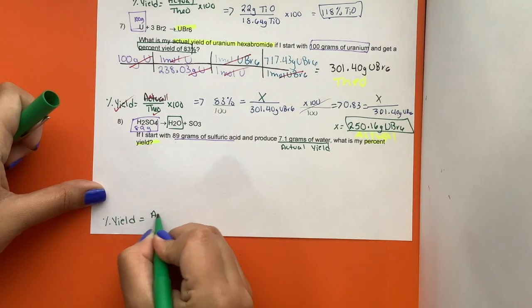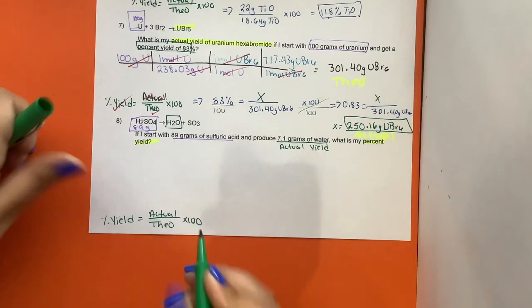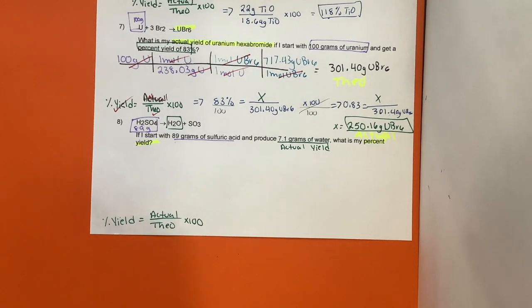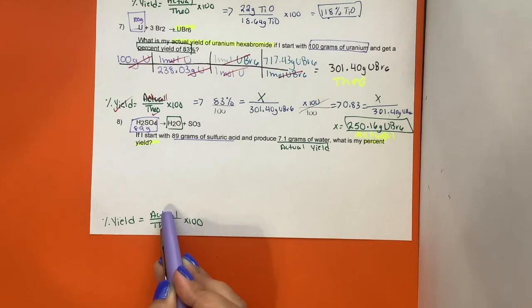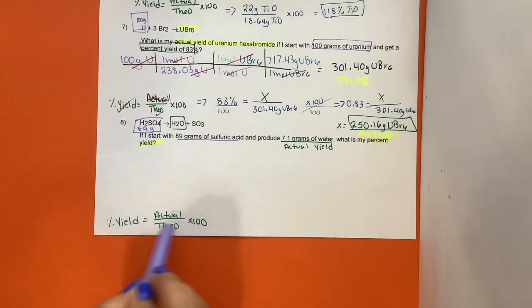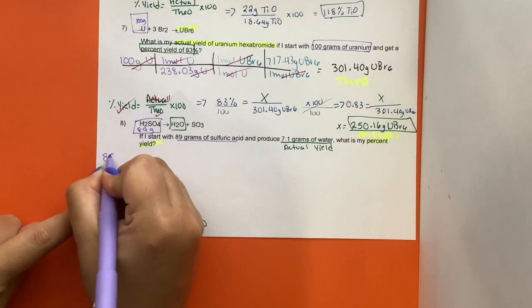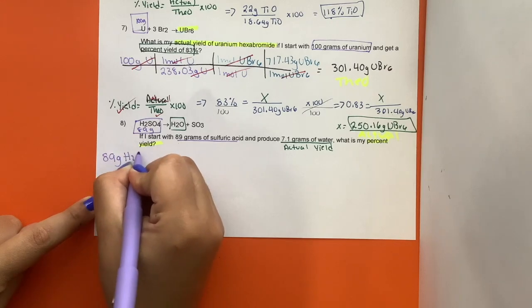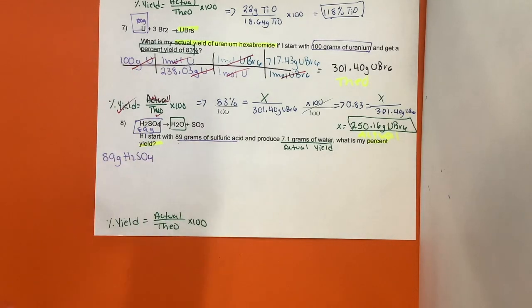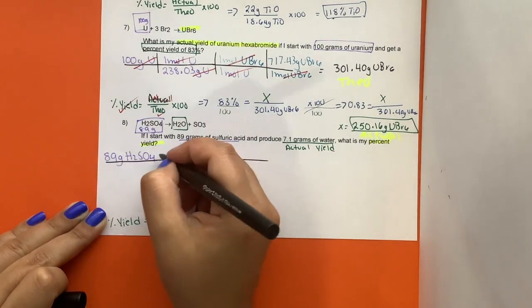Again, percent yield is actual over theoretical times 100. Okay, the first thing I'm going to do is find the theoretical yield, because they gave me the actual, I have the 100, I need to figure out the theoretical to then plug everything in and find the percent yield. Theoretical, I find it using stoichiometry. So if I start with 89 grams of H2SO4, how much water can I produce?